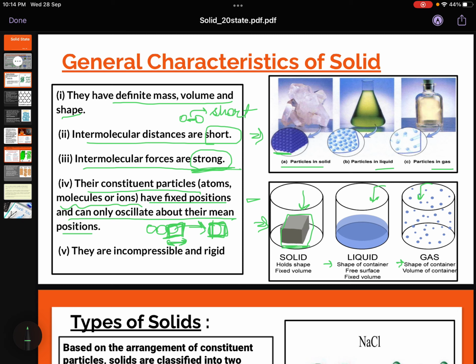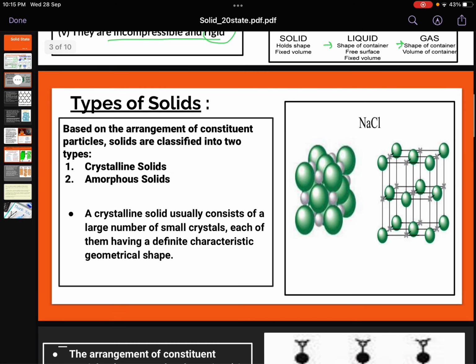Now the next point is that solids are incompressible and rigid. Again I will say the solids are incompressible and rigid without applying any pressure on them. But if we apply pressure on any solid, it can be compressed, okay. But without applying any pressure, solids are very rigid and incompressible. I hope the characteristics will be clear to you. Now let's move to the types of solids.